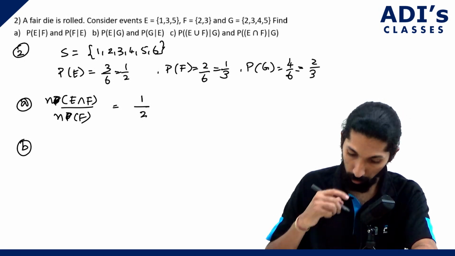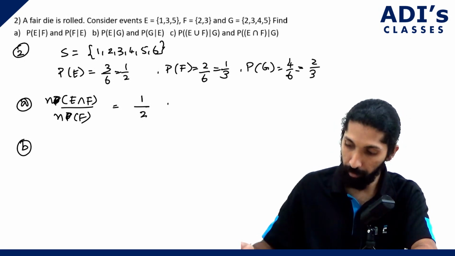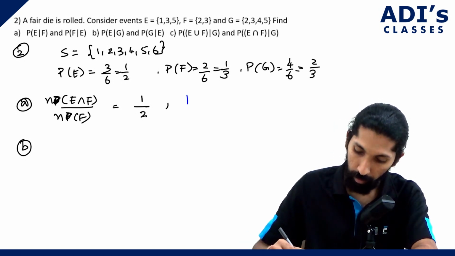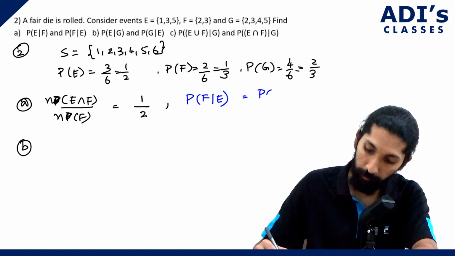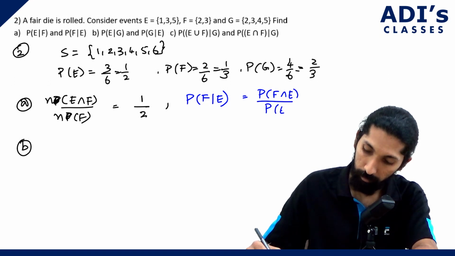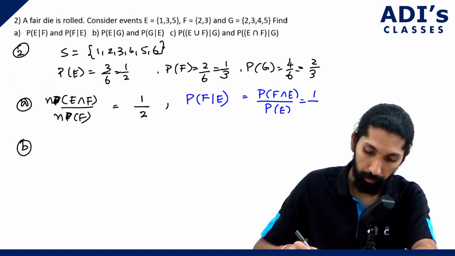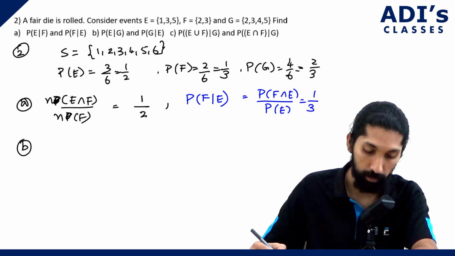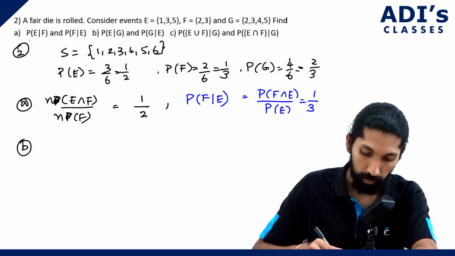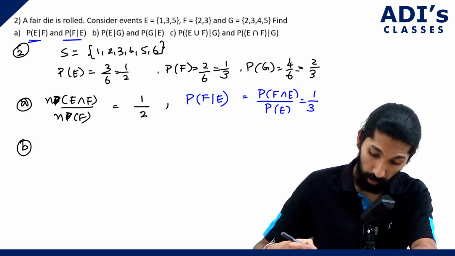Second one. Sorry, not b. We have another part in this one, that is P of F given E. This will be P of F intersection E divided by P of E. That's 1 divided by n of E is 3. So 1 divided by 3. This is the answer for this one and this one. Alright, let's do the next one.